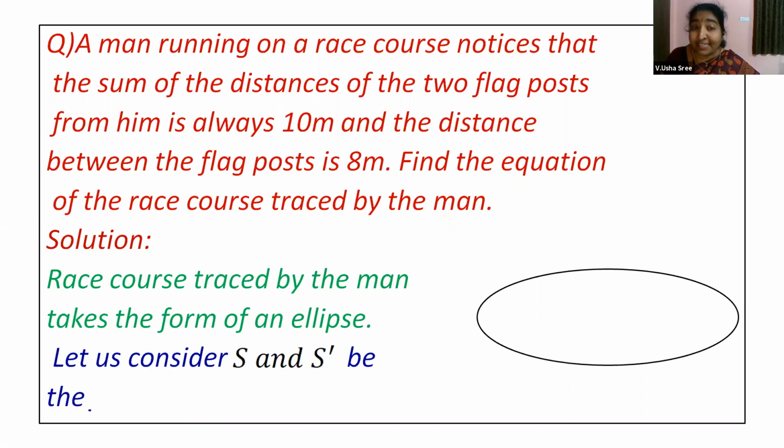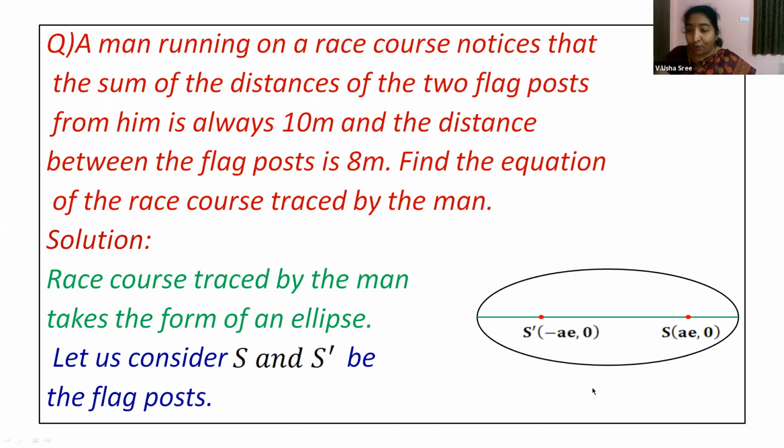Then at S and S dash, we'll say that the person has observed two flagpoles, right? So at S and S dash, we have the flagpoles. And when I say S and S dash, they are the foci. We know the coordinates. Already we are familiar with this. So S is AE comma 0 and S dash is equal to minus AE comma 0. Now, we'll pick up a point P at random on the ellipse and we'll take the coordinates of that point as X comma Y. Now, why we are doing that?